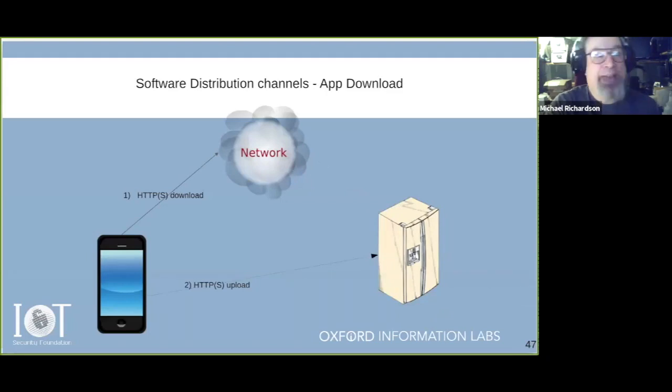Another way is that the app downloads it from the internet, from the cloud, and then the app speaks to the device and uploads the firmware through Wi-Fi, essentially. This probably requires that the user be involved, that their phone be nearby, and it may actually require that they click through some buttons.